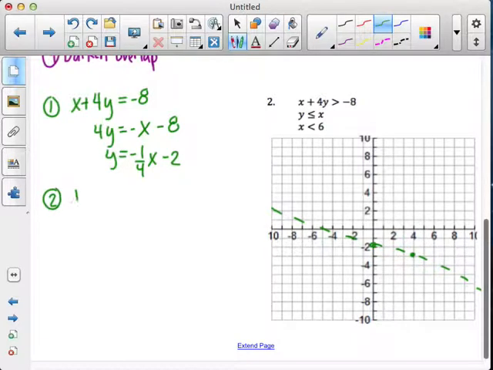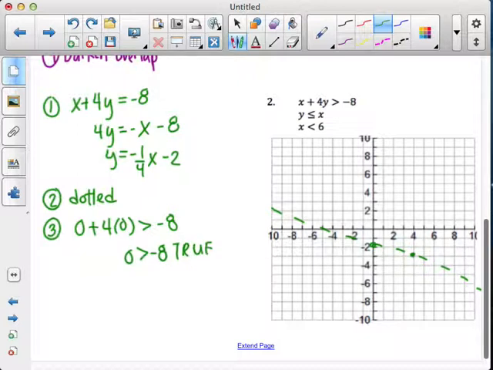So step 2, I know it's dotted. Step 3, my test point. Again, 0, 0 is not on the line, so I'm going to pick 0, 0 for my test point. So 0 plus 4 times 0 is greater than -8. That gives me 0 is greater than -8, which is true. So here's my test point. Because it came out true, when I substitute it in, I know that I want to shade that side that contains the test point. So I'm going to shade it all over here.